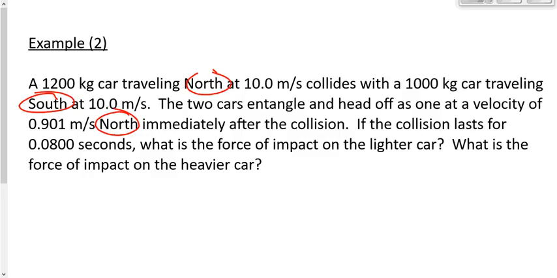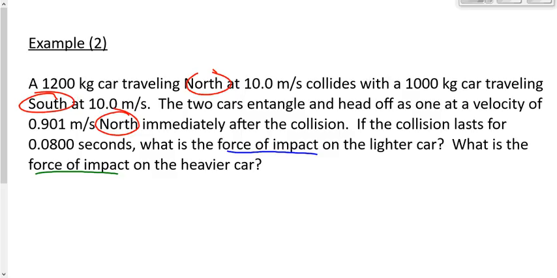We want to find the force of impact on the lighter car and the force of impact on the heavier car, both. What do you know about this force versus this force? What do you know about those forces? They're equal in magnitude and opposite in direction. Good. So if one's plus 10, the other's minus 10. The forces are equal. Now, you're not asked to solve for the impulse, but we know that the impulses would be equal and opposite as well.